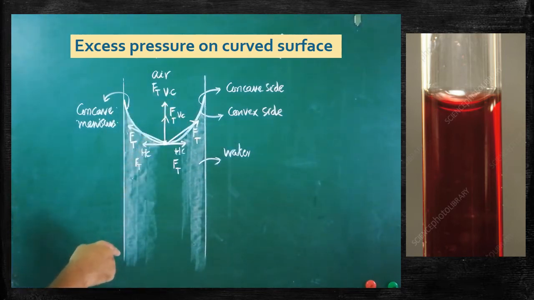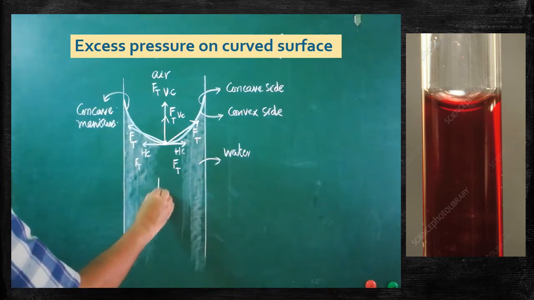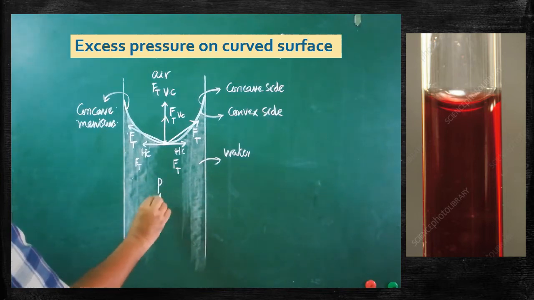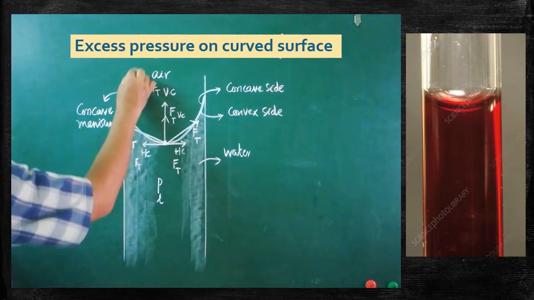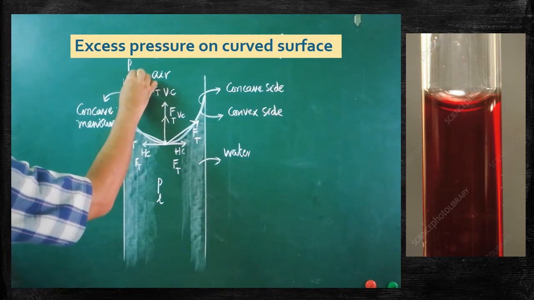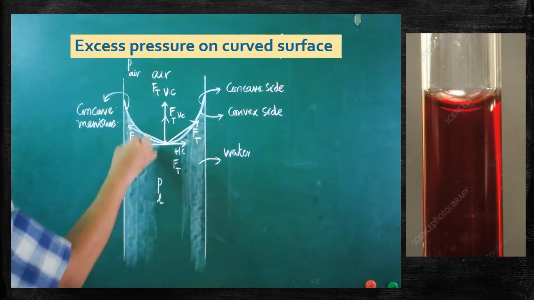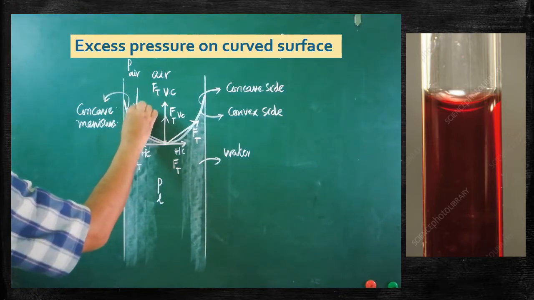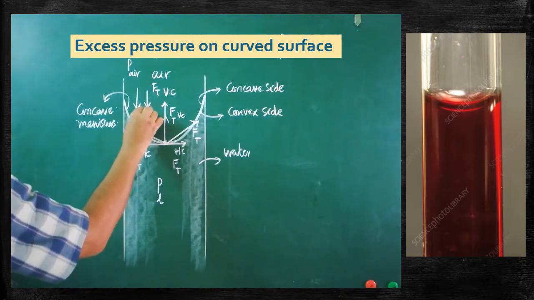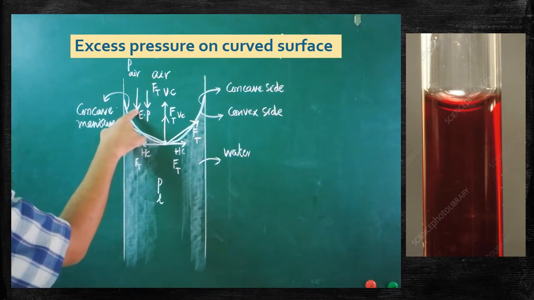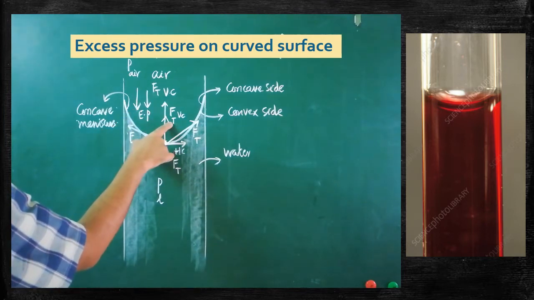So clear? So how will the pressure act? Difference in pressure. Here on the inside, the pressure can be taken as PL, the pressure due to liquid. This is the pressure due to air. Are you clear? In between these two pressures, there is a difference in pressure. That difference in pressure is called what? Excess pressure. Are you clear? The excess pressure will balance the net force due to the vertical component.